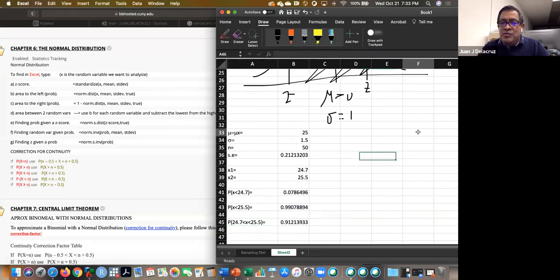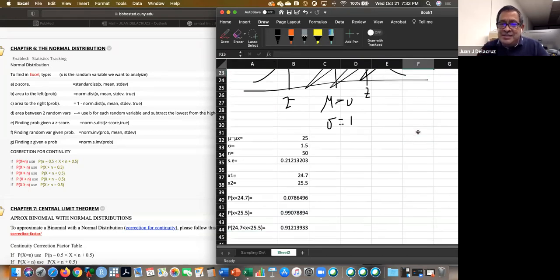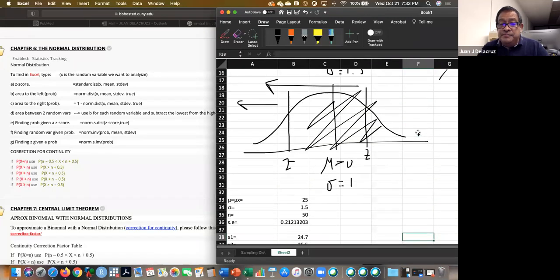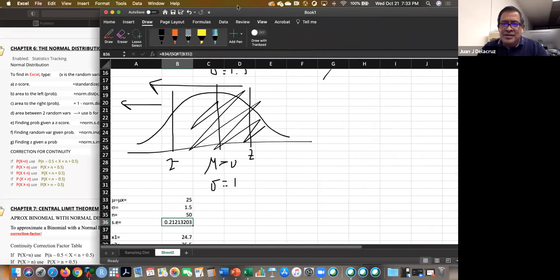So the only thing that we changed, remember, this is a sample. And instead of using the standard deviation, we're going to use the standard error. That's the one that we computed here, okay? Is that clear for everybody? Yes, no, maybe?